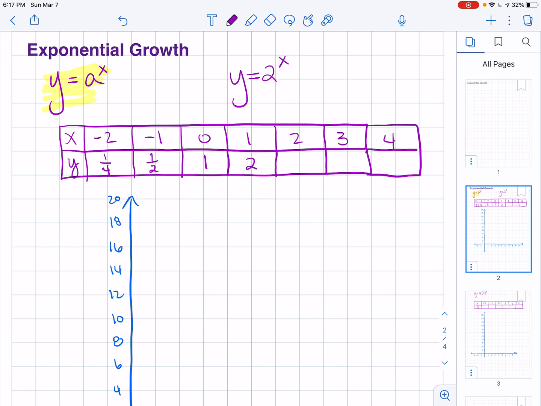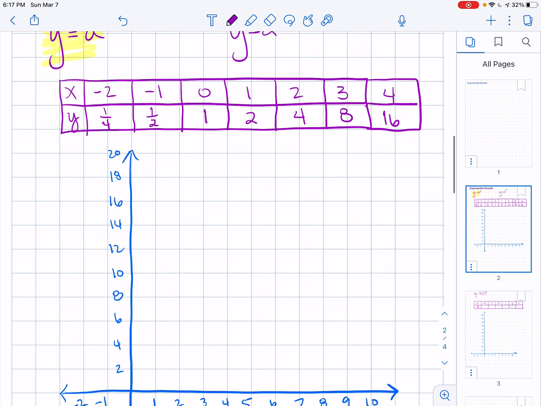2 squared is 4. 2 to the 3rd power, well, that's going to be like 2 times 2 times 2. It's not 6. A lot of people want to jump in and say it's the same as 2 times 3. It's not. 2 times 2 is 4, times 2 is going to give us 8. Then finally, 2 to the 4th power is going to be 16. So I'm going to graph these points now, and then we're going to show what this graph looks like.